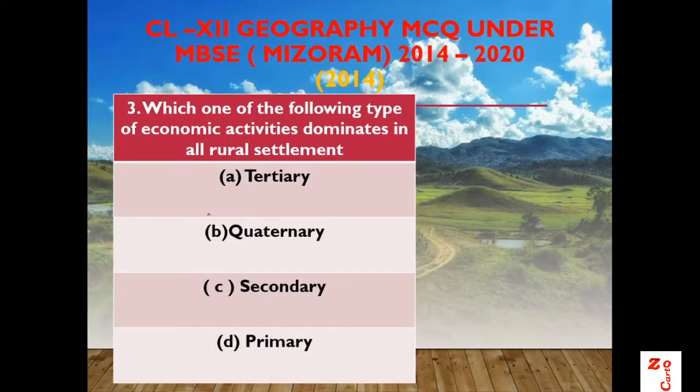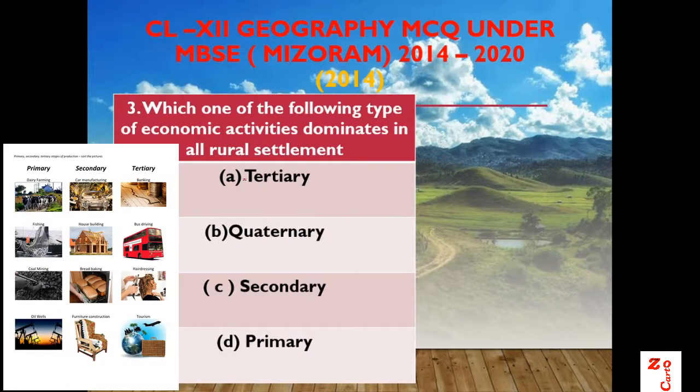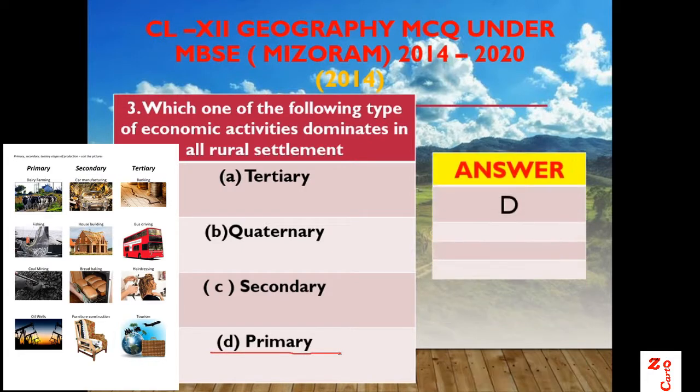Which one of the following types of economic activities dominates in all rural settlements? A. Tertiary, B. Quaternary, C. Secondary, D. Primary. D. Primary.